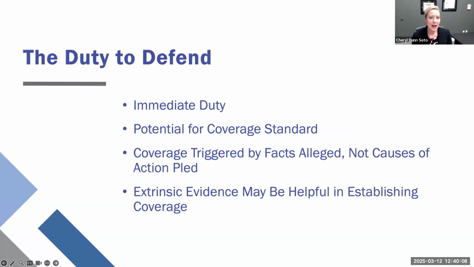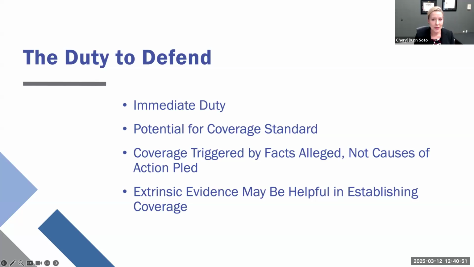Okay, so if you have a duty to defend policy, there are certain things you need to understand about that. The duty to defend is an immediate duty. The insurance company should be providing you counsel that will get an answer on file. And if not, the insurance company risks breaching the duty to defend. The standard for defending is quite broad. It's a potential for coverage. So if there's a potential that the lawsuit is not covered, then there's also a potential that it is covered, and then there's a duty to defend.